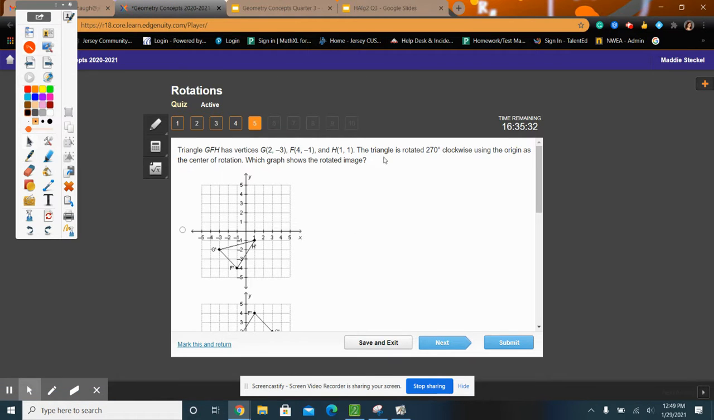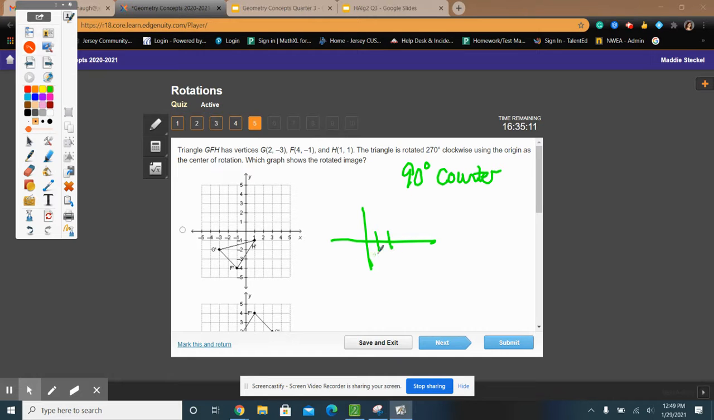I have a triangle with these vertices, and we rotate 270 degrees clockwise this time. Which one could be the rotated image? I told you 270 clockwise is kind of tricky. I kind of like to think of it as 90 degrees counterclockwise because that's easier for me to see. So if I'm at G and I was at 2, -3, and I need to find where G prime would be, I'm going to go 90 degrees counterclockwise, and I should be in this region for G prime. So I think G prime should be up here in quadrant 1.